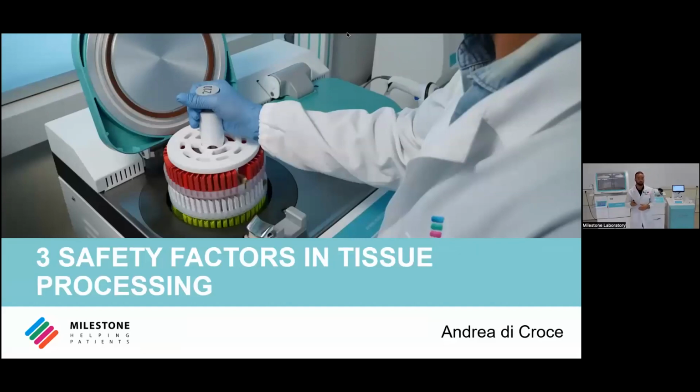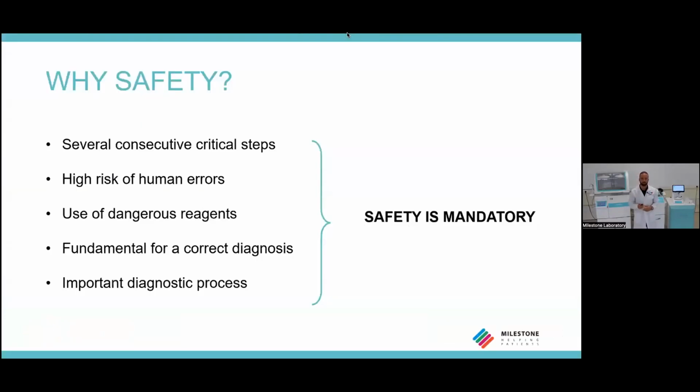I'm here to talk to you about the 3 safety factors in tissue processing. But first of all, why safety? Because, as you well know, processing is composed of several steps, each of them potentially critical. There's a high risk of human error. For example, while preparing cassettes, sample A can be inserted in cassette B, or reagent mismatch can occur while changing tanks or reagent.